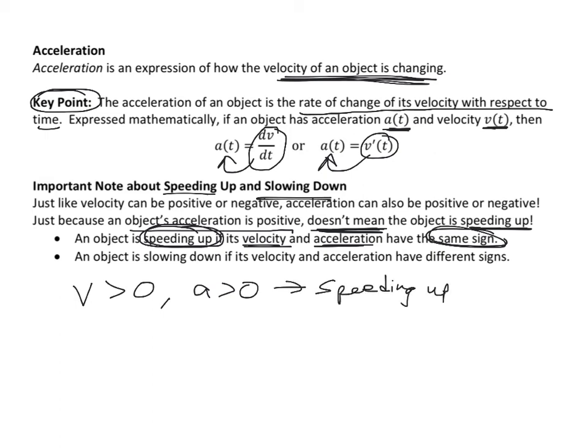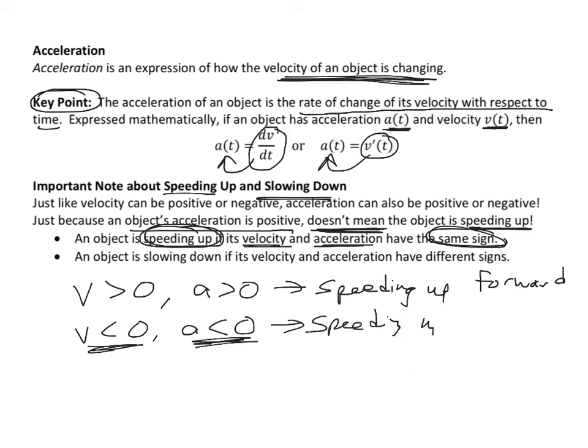It's speeding up going forward, right? But can't something also be speeding up going backward? Sure. If you had something that had negative velocity and it had negative acceleration also, it basically means you're going backward, and the backwardness that you're going is even accelerating. You are accelerating negatively, right? Your velocity is changing negatively, which means you're speeding up going backward. So if they're both negative, you are speeding up backward.